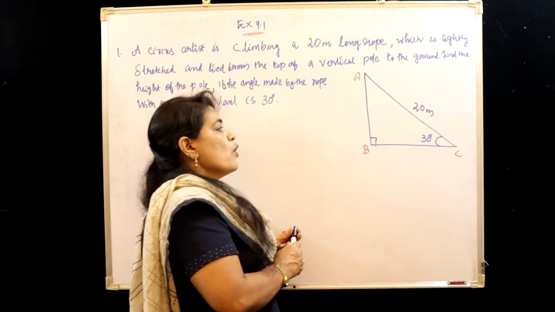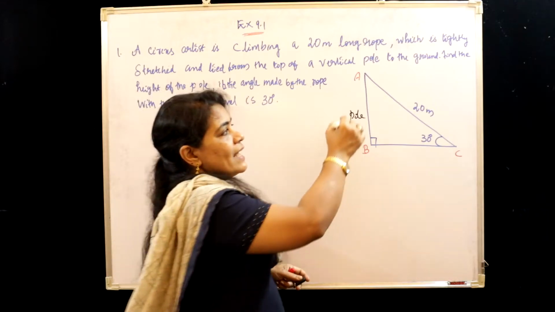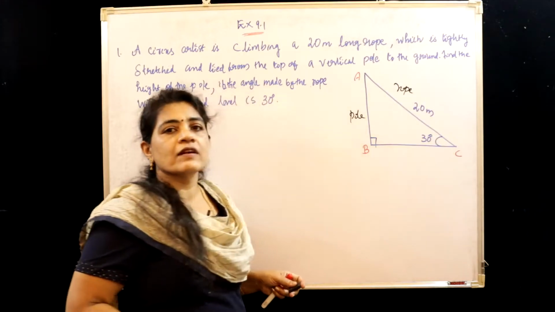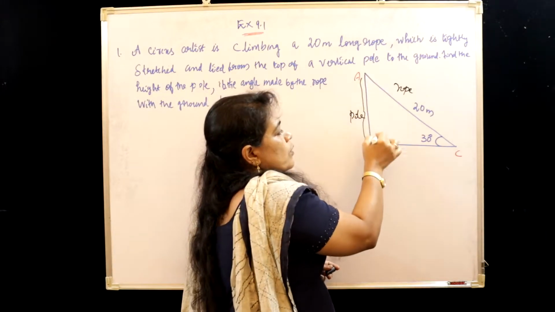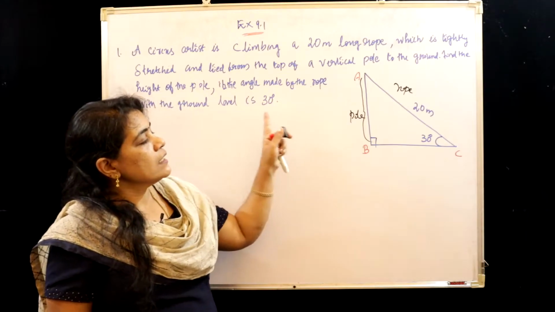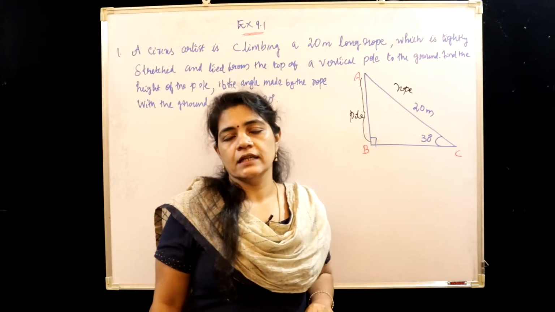This is the pole, AB denotes the pole, and this AC is the rope. The length of the rope is given as 20 meters, and we should get the height of the pole. That is what the question says. Also here, the angle between the rope and the ground level is given as 30 degrees.